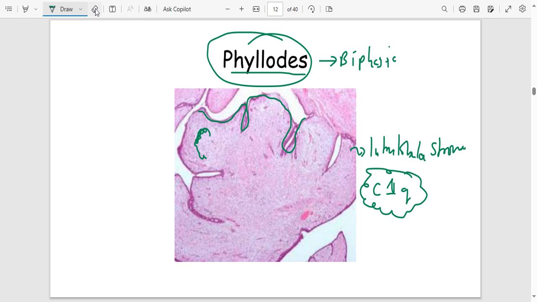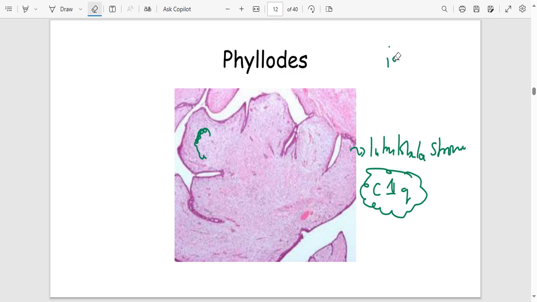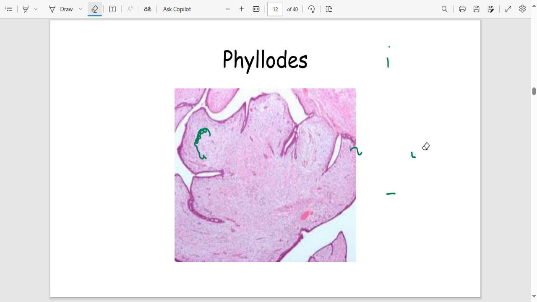Of importance is how can you differentiate a phyllodes tumor from a fibroadenoma? Anyone that can mention anything? How can we differentiate this guy from a fibroadenoma? Anyone?